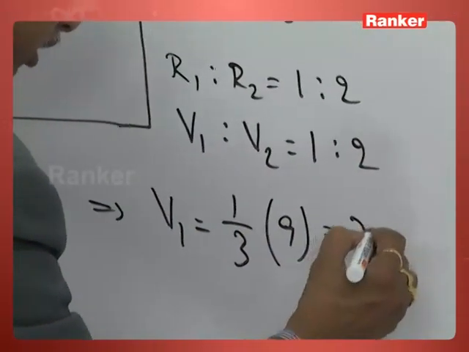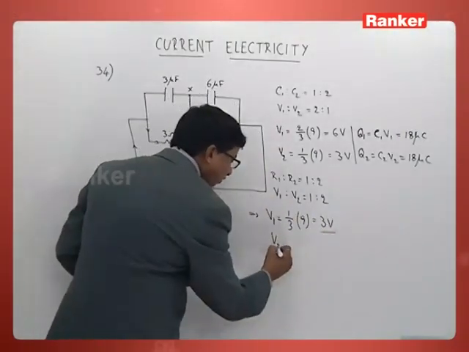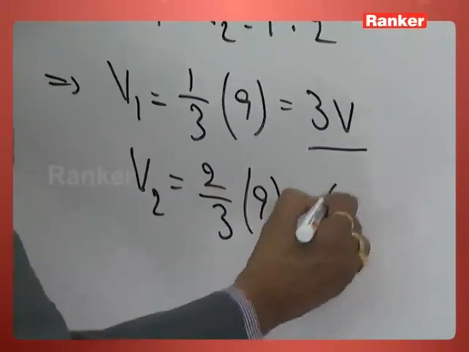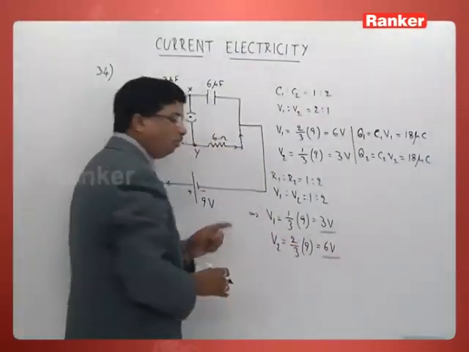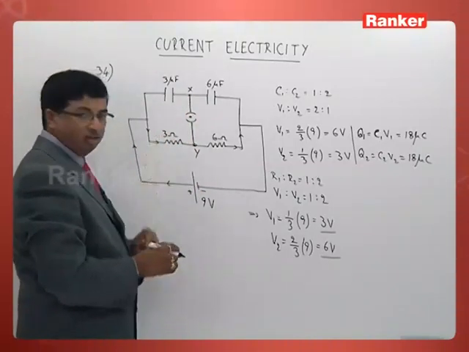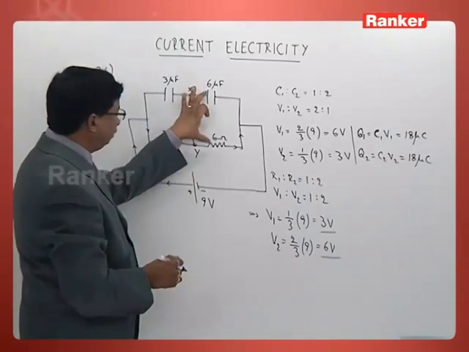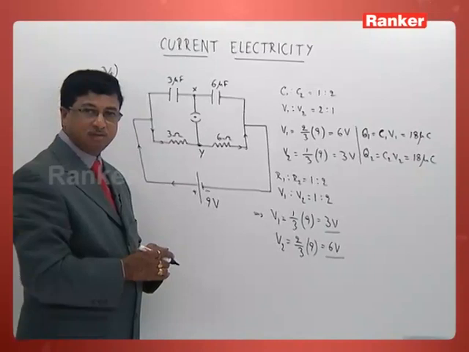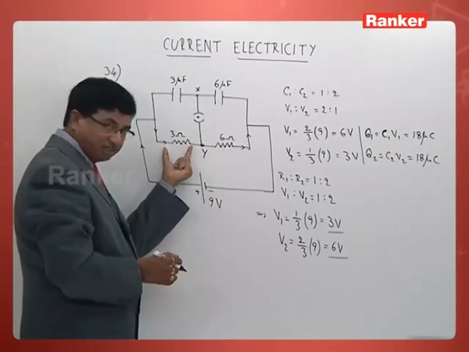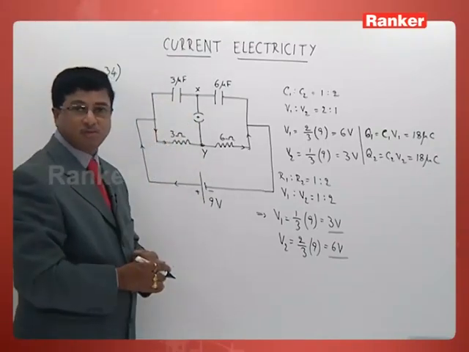That will now be 3 volt. And what would be V2 now? That will now be 2/3 of 9. That must be 6 volt. Now observe carefully. The moment you are keeping the switch on, you can understand these two are in parallel, these two are in parallel. So whatever is the PD across this, the same will be the PD across this capacitor also.